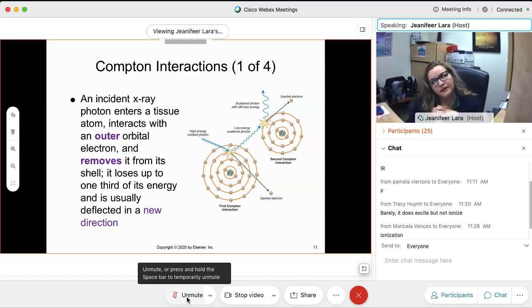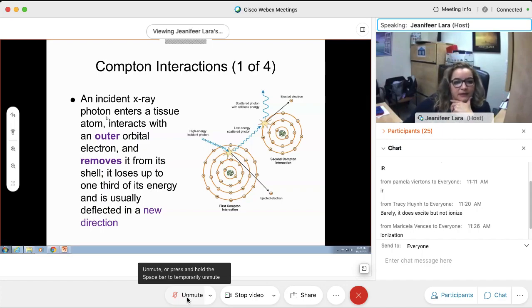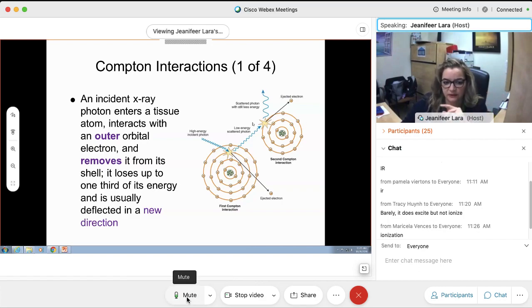Questions? So let me pose the question this way. If an incident photon comes in and knocks out the most outer shell electron, cascading won't happen, will it? No, it won't happen. But if we knock out a middle shell electron, we know what's going to happen. An outer shell electron will drop and then will release another photon, correct? Perfect. So when I see this, an incident X-ray photon enters a tissue atom, interacts with an outer or middle, but more outer orbital electron, and removes it, ejects it from its shell.